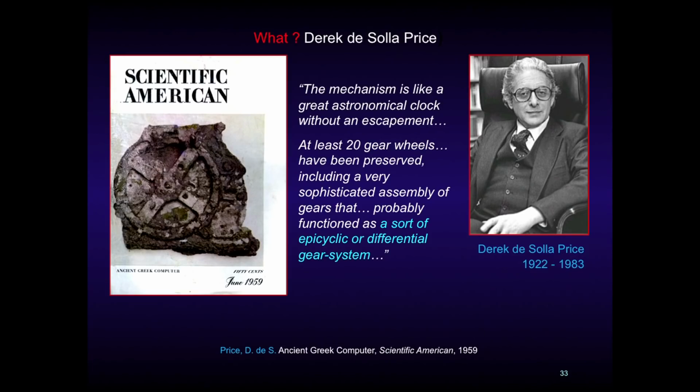By 1959, he published a very famous article in Scientific American. He said the mechanism is like a great astronomical clock without an escapement. At least 20 gears have been preserved, including a very sophisticated assembly of gears that probably functioned as a sort of epicyclic or differential gear system. He probably got epicyclic gears from Rem. His differential gear system became his most famous proposal.